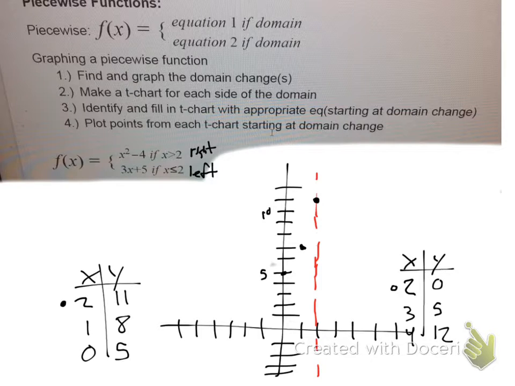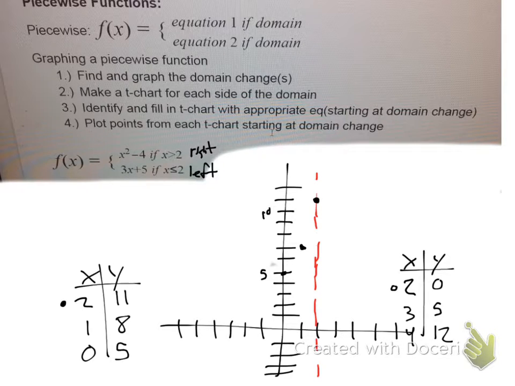Wait a minute. The left-hand equation there, the 3x plus 5, what is that? What kind of equation should that be? Is it a square root? Is it a cubic? What kind of graph is that? It's not a square root. 3x plus 5? You guys are scaring me. 3x plus 5 forms a line. So guess what? If I connect those 3 points, it should form a line.